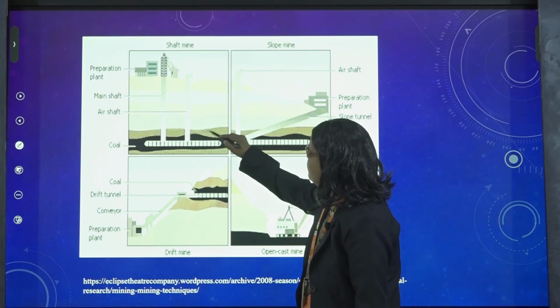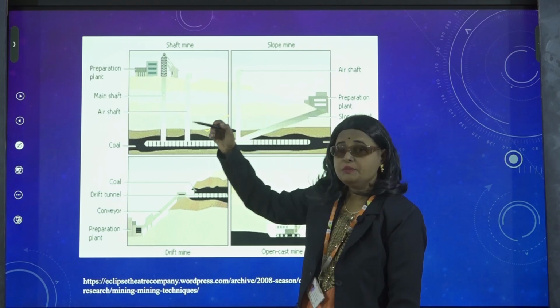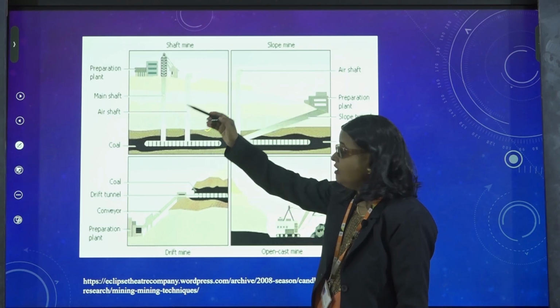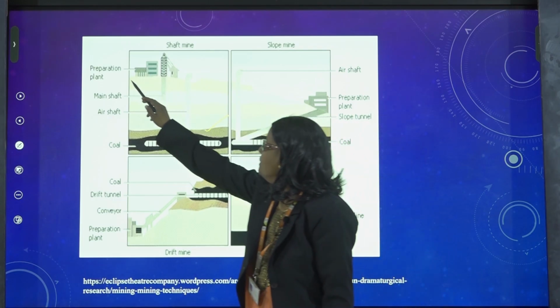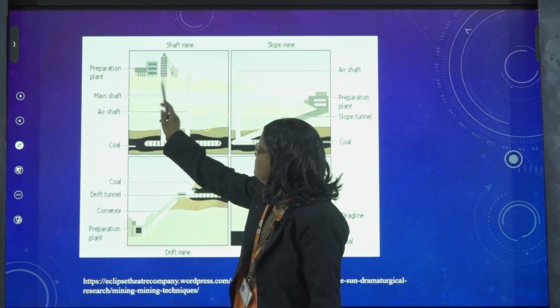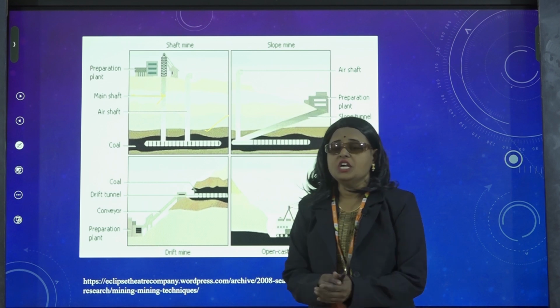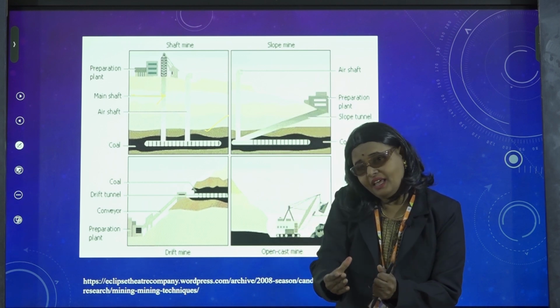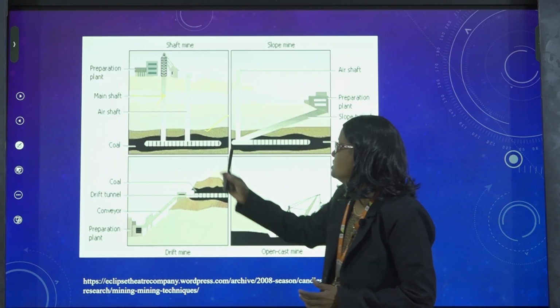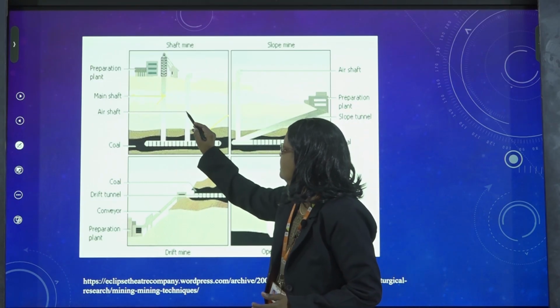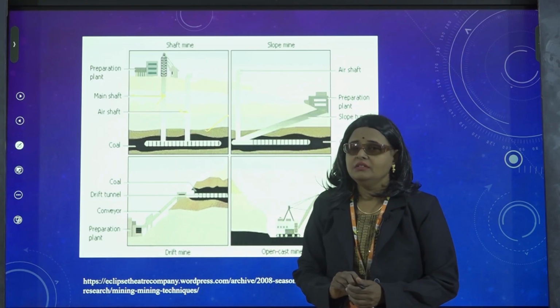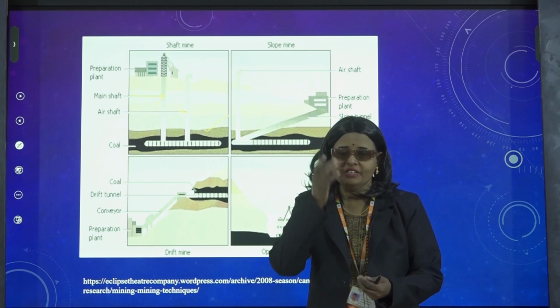So, now you can see in this picture the shaft mine. They clearly explained here in the shaft mine. All of you look here: first, preparation plant, main shaft. Here you are seeing the shaft. I told you, a shaft is nothing but a large spear-like equipment. You are seeing here the main shaft. This is the air shaft. What is this air shaft?